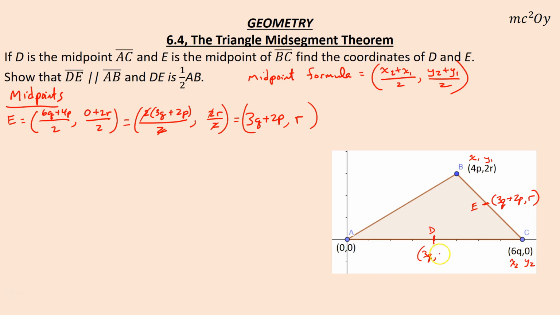And 0, there, you don't move vertically, so it's still at 0. So there we go. We've got our mid-segment, DE. Okay. So now if I'm trying to show that DE is parallel to AB, I have to find the slopes of each. Well, remember our slope formula. Go ahead and switch up colors.